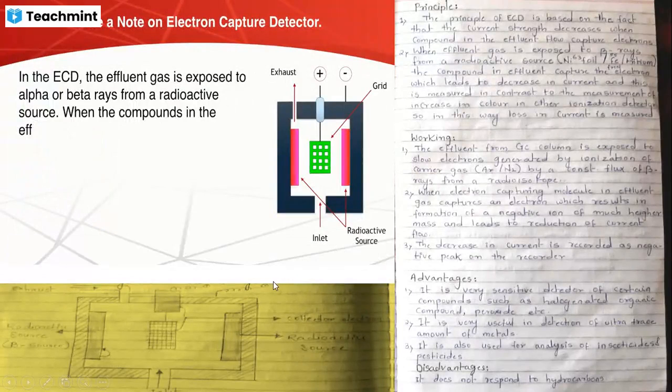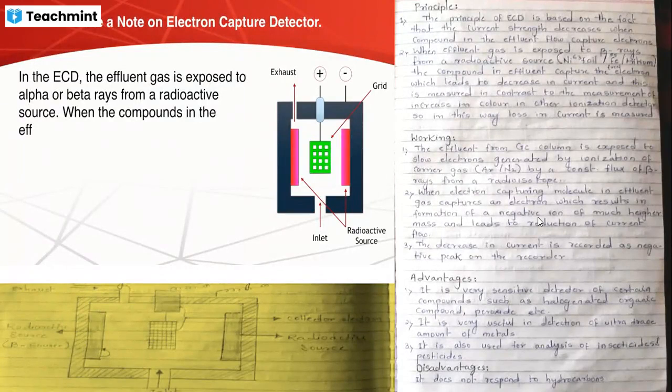Okay, I think you got this concept. See what happens generally in the ECD, the current that is there decreases when the compound present in the effluent captures the electrons. Now the electron source that is given to you, the beta rays or alpha rays, is used as that particular electron source. In the bracket, the nickel foil, titanium, then tritium. Okay, these three elements are given, which are used as a radioactive source.